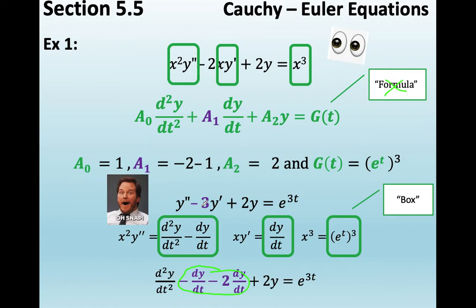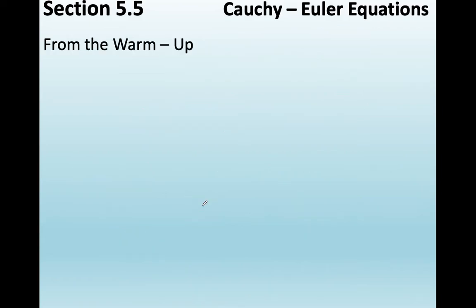But what was the very first thing we did? That was our answer from the warm-up after we solved, after we combined the complementary solution and the y sub p. We got a to be a half. But this is where it comes apart from the warm-up.